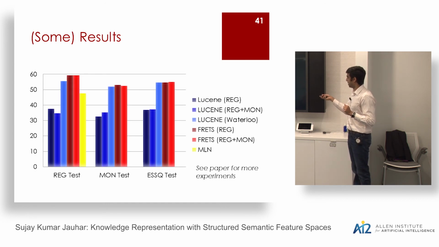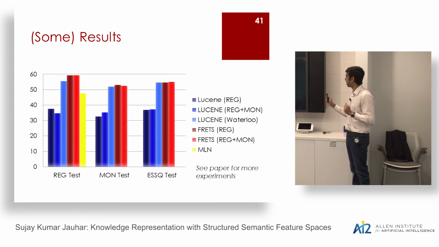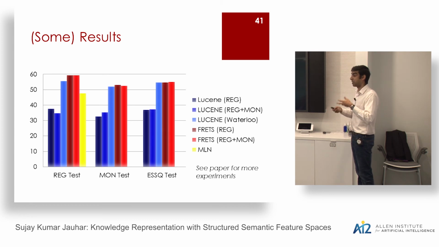So here's, again, a subset of the results from the paper. There's more if you're interested. You can look at the reference. The models in blue are basically the unstructured Lucene baselines. The models in red are our Fretz models. And on one data set, you have the yellow Markov logic network. So overall summary, we do seem to do better than both of them. And in particular, we do much better than the Lucene baseline when it's given the same data.